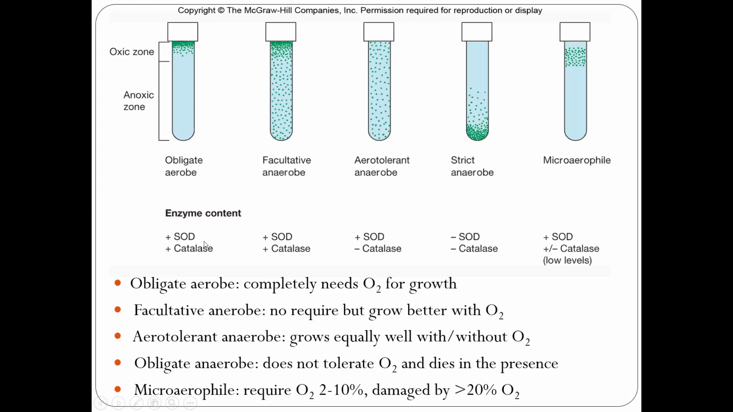Some bacteria have SOD, superoxide dismutase, and catalase. They can break down those toxic materials, so they can grow there. But some bacteria cannot survive in the presence of oxygen. The reason is they have neither of those two enzymes, which means if they are exposed to oxygen, they are exposed to the toxic materials, so they will die.